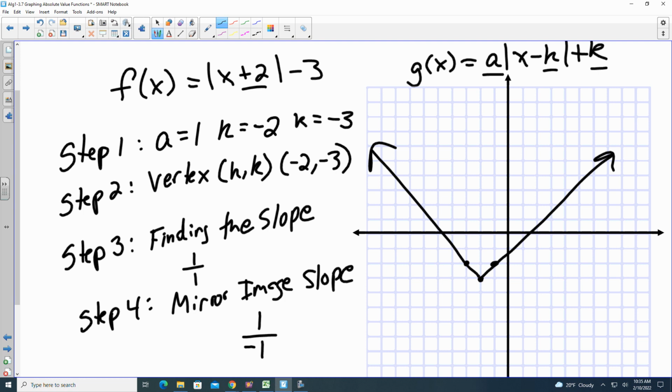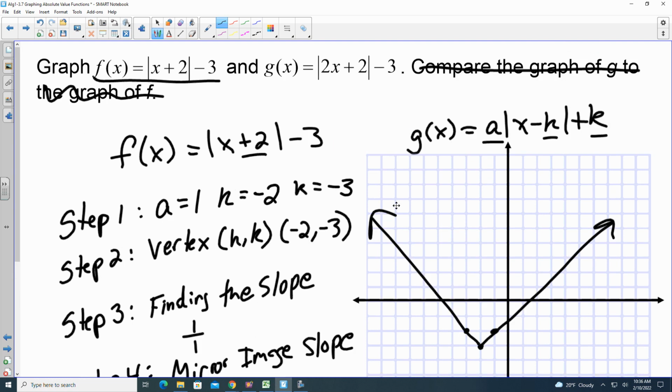And so this is how we can graph f of x is equal to the absolute value of x plus 2 minus 3. Let's look at the other one. So here we have g of x is equal to 2x plus 2, and then it's minus 3.